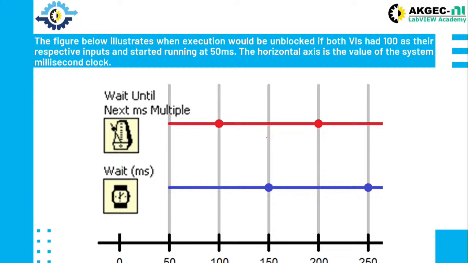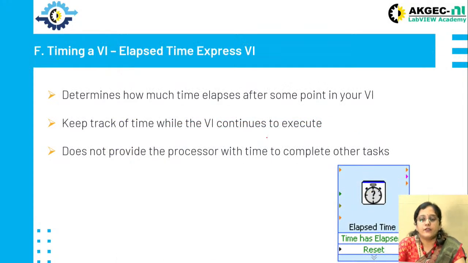The comparison between wait millisecond and wait until next millisecond is that if wait is 50 milliseconds and the execution time is 100 milliseconds, then in case of wait millisecond, total iteration time will be 150 milliseconds. But in case of wait until next millisecond multiple, we have only 100, because the 50 will be exhausted in the total duration time only. So in this way, depending on our application, we can introduce a delay in for loop and while loop. If we have to use the elapsed time express VI, we can use it so that we can determine how much time a VI will utilize while performing a particular task.